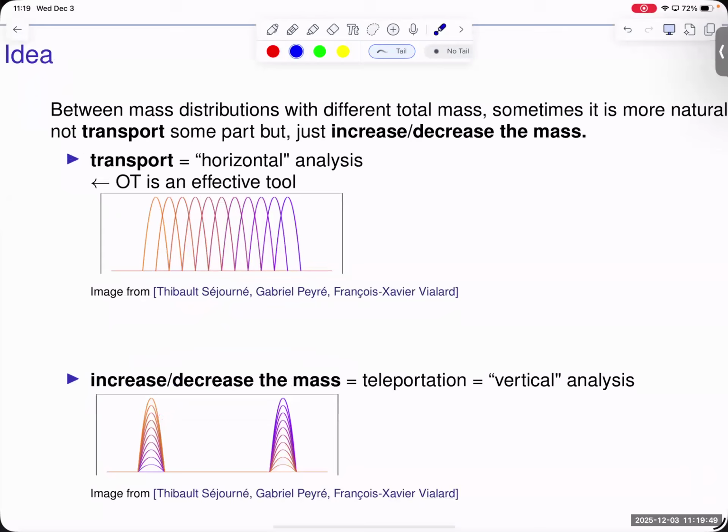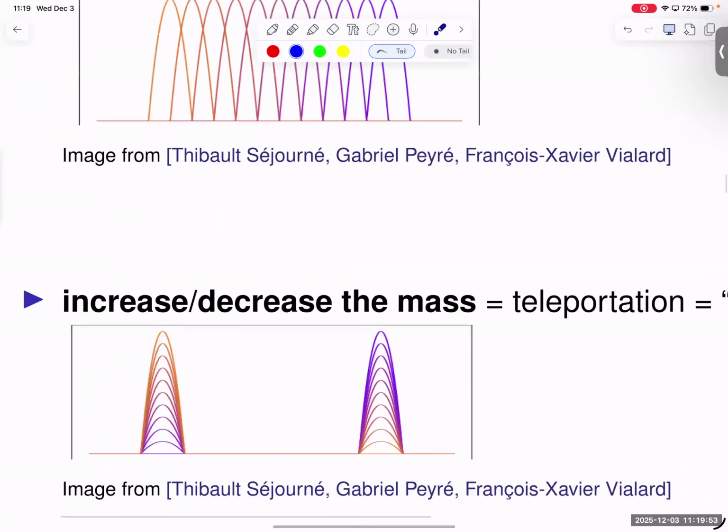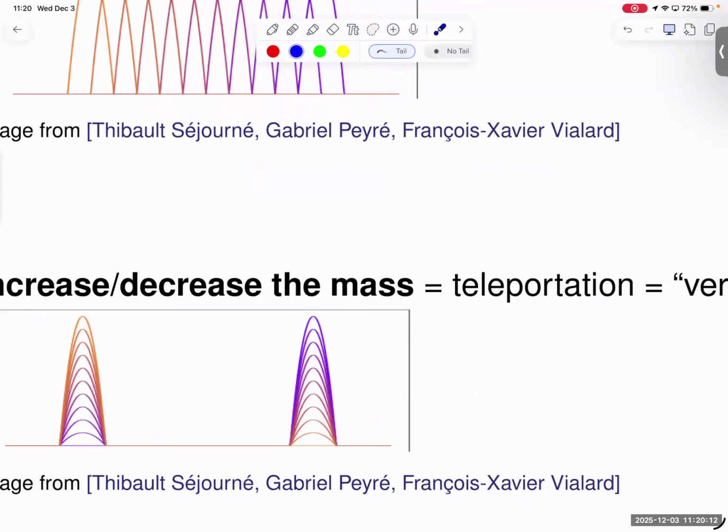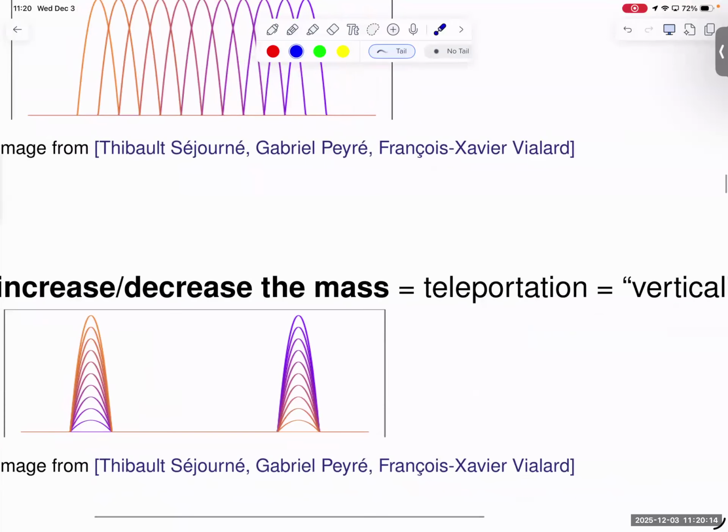And another extreme kind of matching is like teleportation. Namely, this is your mu, and this is your nu. Then teleportation is like this. So how do you match these two? You just decrease this mass and increase this mass there. You move this and then you just put them there. So this is like teleportation. I just call it a vertical analysis. You just move vertically, in a way.